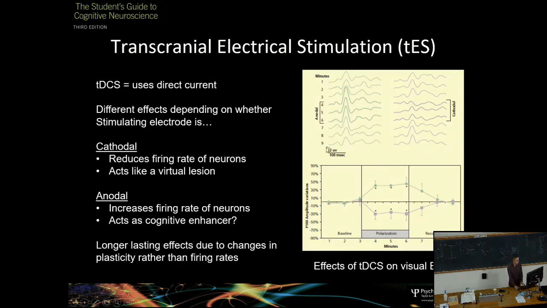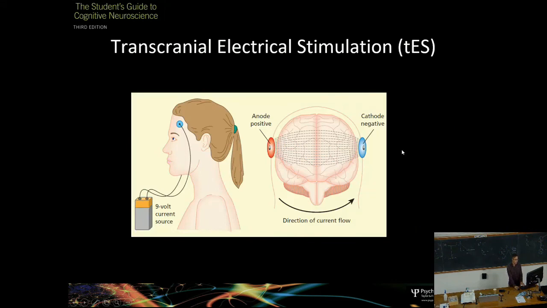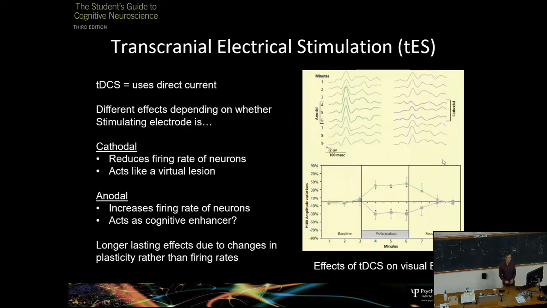Why would you do this? Well, actually what happens is that, depending on the direction of the current flow through the brain, you will either stimulate the brain or you will suppress it. Anodal stimulation increases the activity of the brain, and cathodal does the opposite. So depending on whether you put the anode or cathode on the right region, it will do that.